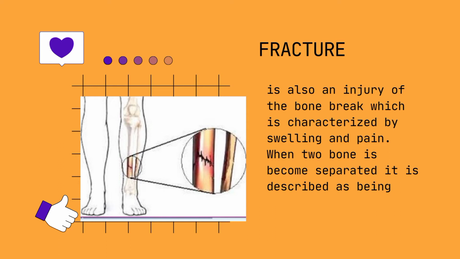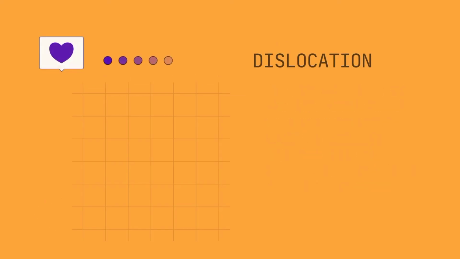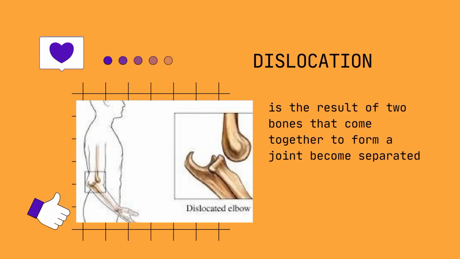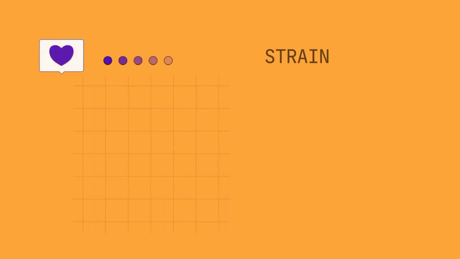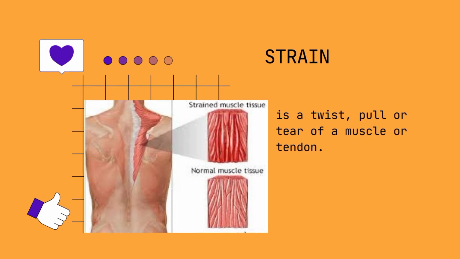When two bones become separated, it is described as being fractured. The fifth one is dislocation. It is the result of two bones that come together to form a joint becoming separated. Sixth is the cramps. It is a painful involuntary contraction of a muscle or muscles, typically caused by fatigue or strain. The seventh is a twist, pull, or tear of a muscle or tendon called the strain.